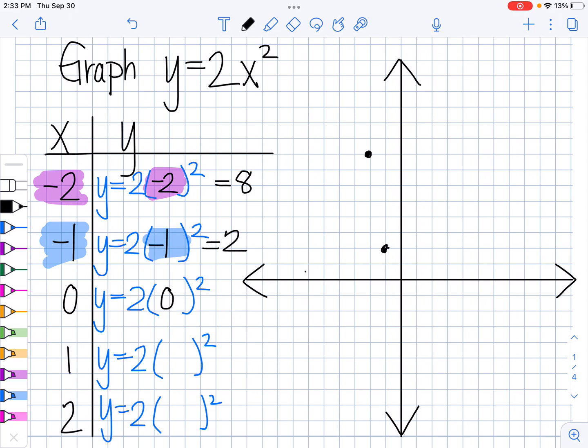When I plug in 0, my x value here is 0, so here it goes to 0. 0 squared is 0, and 2 times 0 is 0. This x value is 1, so in my equation I'm going to plug in a 1. 1 squared is 1, and 1 times 2 is 2. And last but not least, this x value here is +2, so here I'm going to plug in a +2. 2 squared is 4, and 4 times 2 is 8. Okay, now I can graph my parabola.